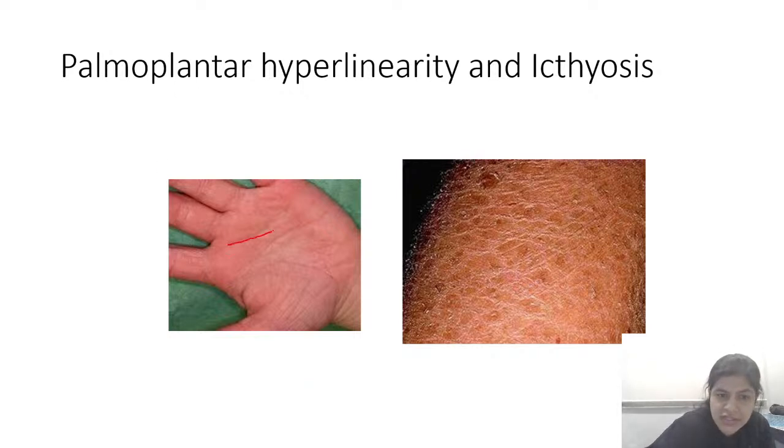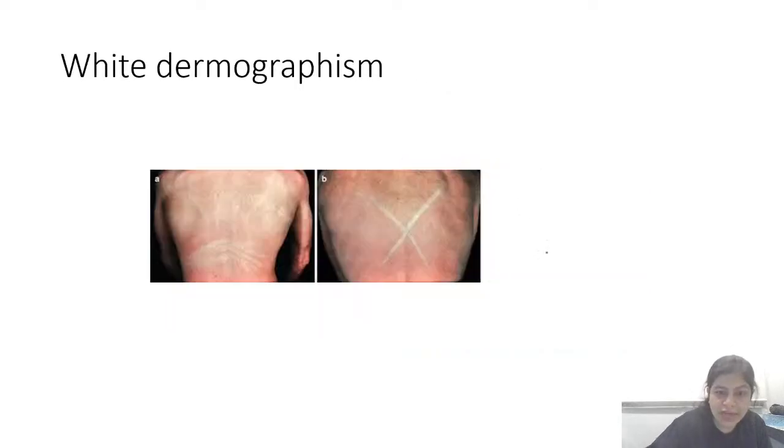As you can see, this patient is having multiple creases on the palms. Okay, so this is palmoplantar hyperlinearity, which you see in patients with atopic dermatitis. These are the typical fish-like scales that you see in ichthyosis, which can be associated with atopic dermatitis. Okay, so this is ichthyosis. Okay, this is white dermographism.